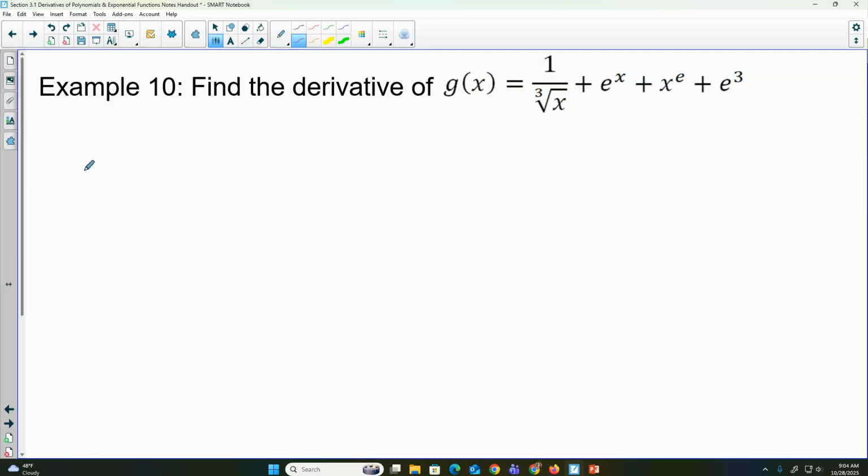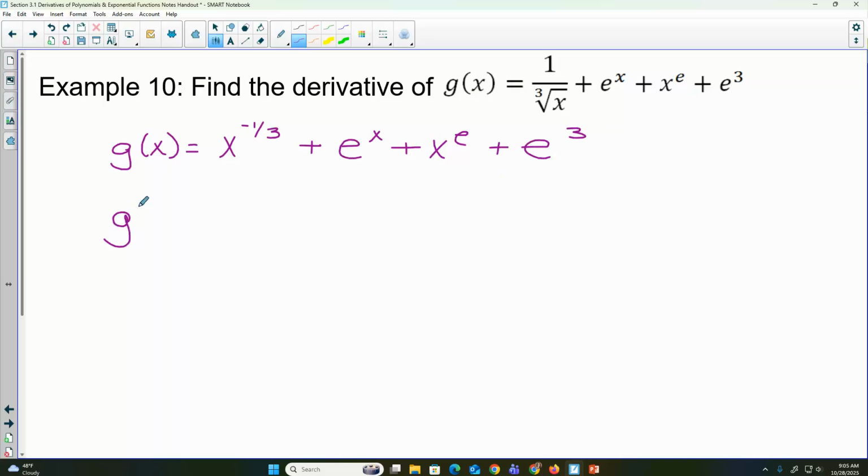Let's try this. If I want to find this derivative, first, I need to rewrite it so it's x to a power. 1 over the cube root of x. I would write that as x to what power? So my derivative. What's the derivative of x to the negative 1/3? Negative 1/3 x, and do it for the exponent, negative 1/3 minus 1, so negative 4/3.